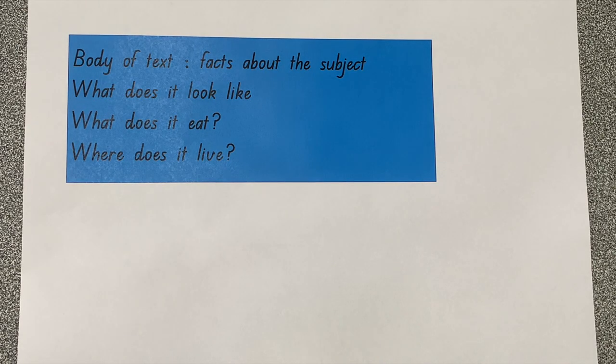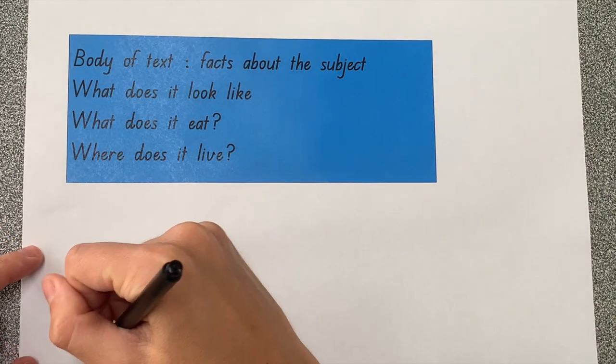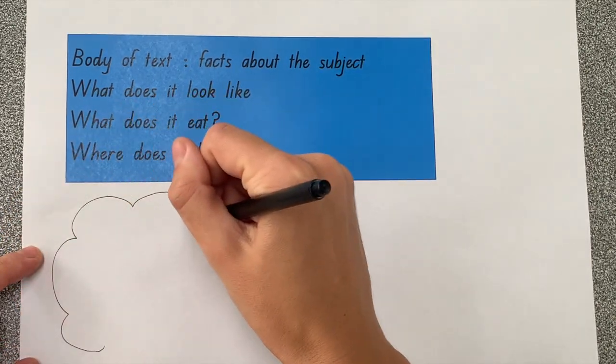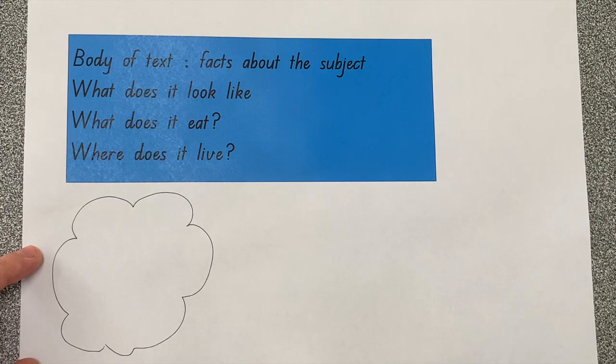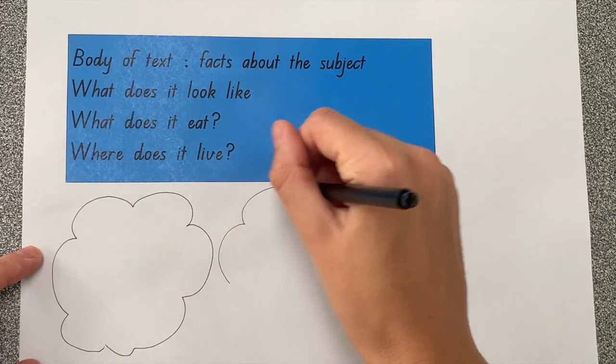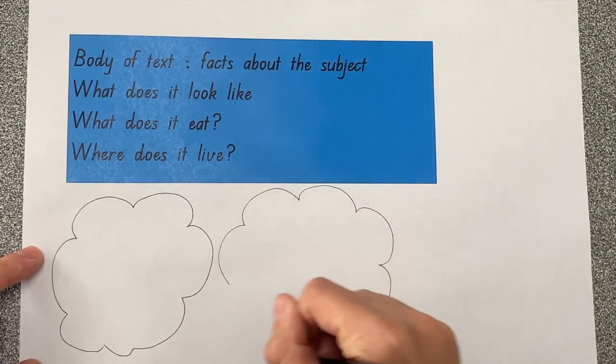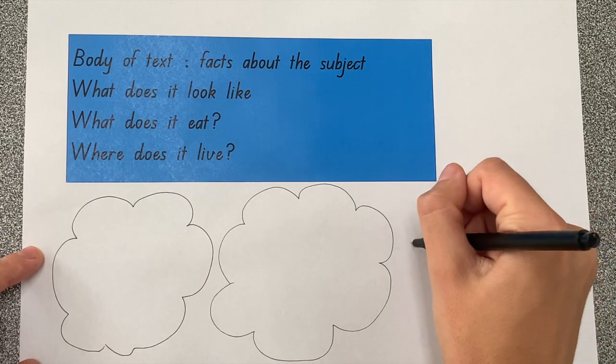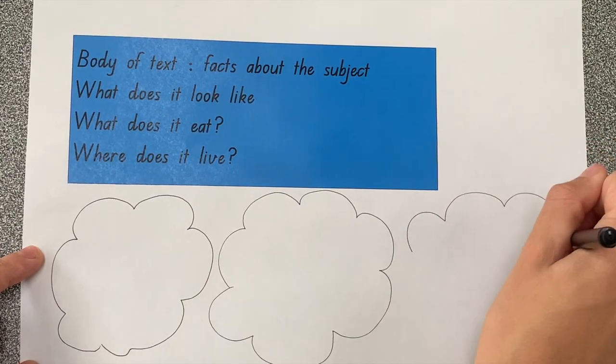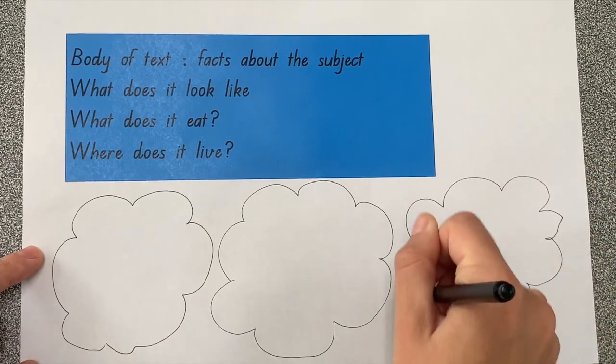When I start to write the body of text, the facts about the subject, I need to think about three things. The first is, what does it look like? Second is, what does it eat? And thirdly, where does it live? So I'm going to draw three bubbles here and we're going to think about our answers in the three bubbles.